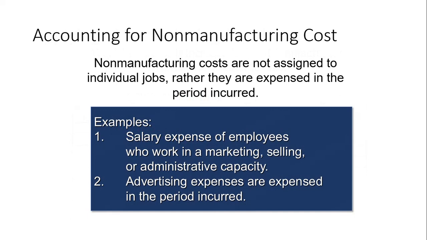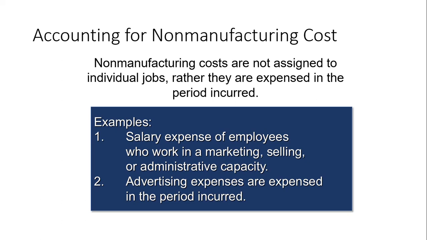Okay, then this is for the non-manufacturing cost. So non-manufacturing cost is all the costs incurred in the process of manufacturing the job, but that one is not directly related with the product. For example, you have salary for the office staff, you have salary for the auditor, so that one we call non-manufacturing costs. They are not involved in manufacturing the product.